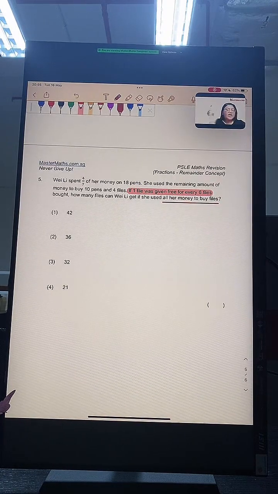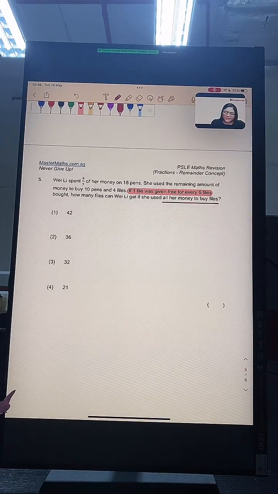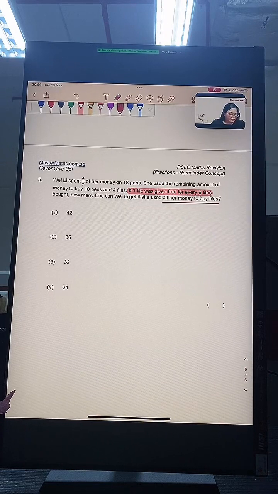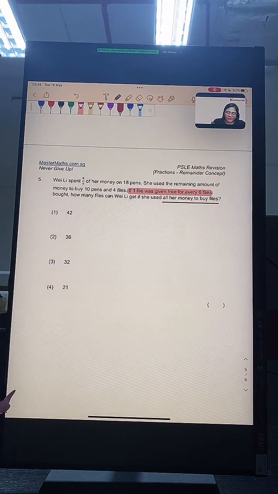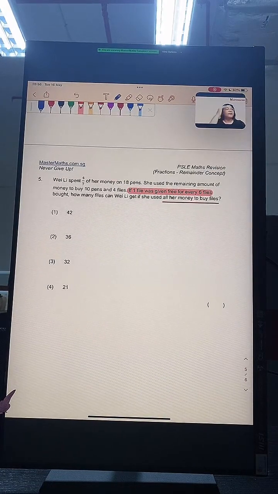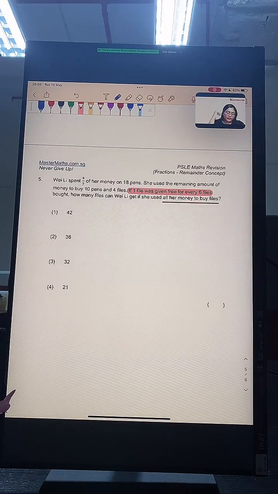Do we see "of the remaining"? Not quite, right? We only see "the remaining." We don't see "of the remaining," so we have no need to use the branching method, which is not what we are going to use here. So we don't use the branching method here.